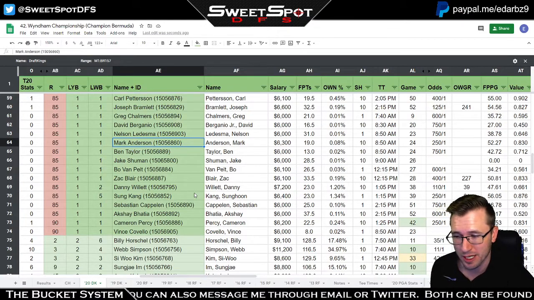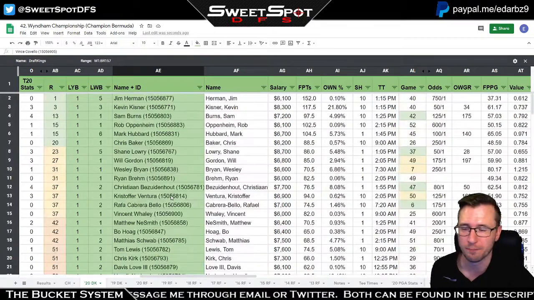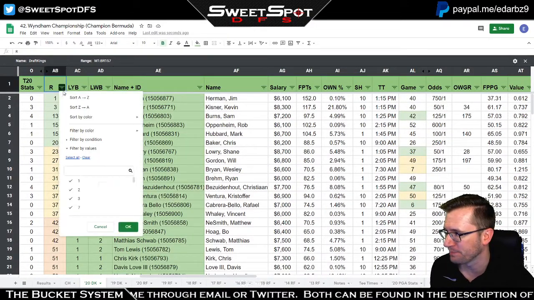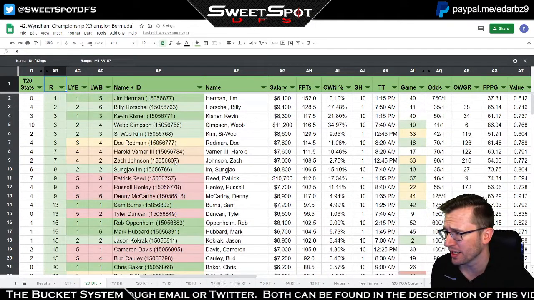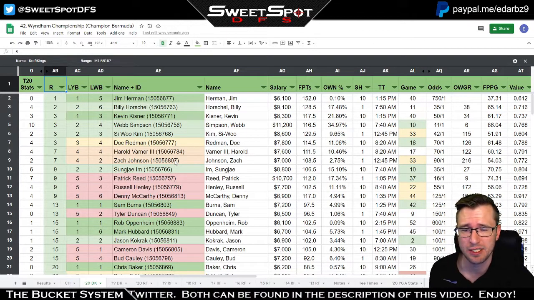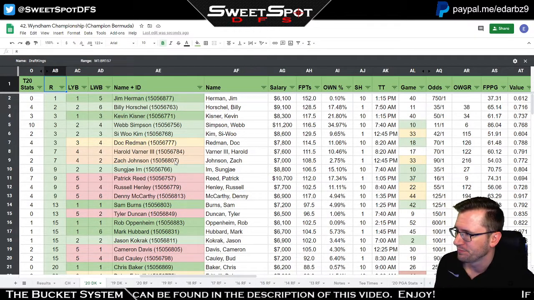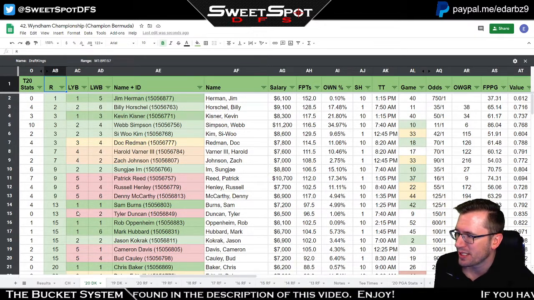But if you are making enough lineups, there's a good reason to use these golfers, based off the bucket. You're really not going to get a lot of riff-raff that are last year 5s or whatever, so on and so forth. But yeah, again, the bucket system still holds true.